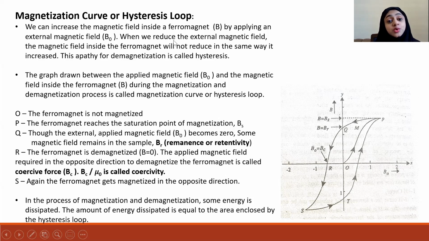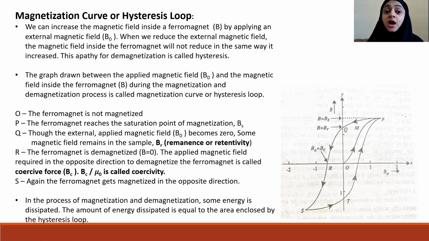Now, when we reduce the external magnetic field, the magnetic field inside the ferromagnet will not reduce in the same way it increased. This apathy for demagnetization is called hysteresis. What is meant by apathy? Apathy means a lack of interest. So the ferromagnetic materials, once they get magnetized, have no interest in losing their magnetism. This property is called magnetic hysteresis.